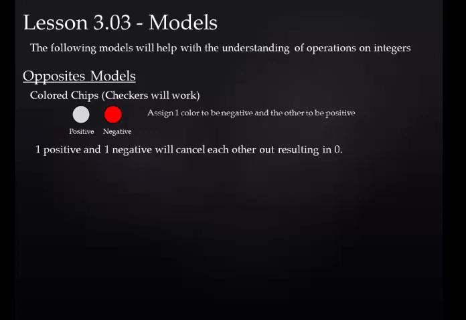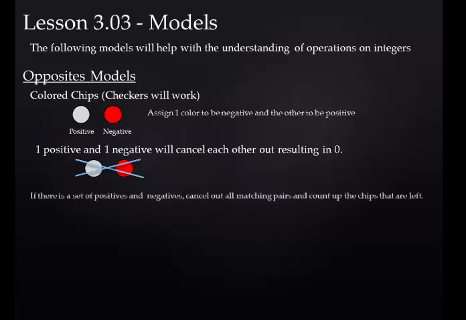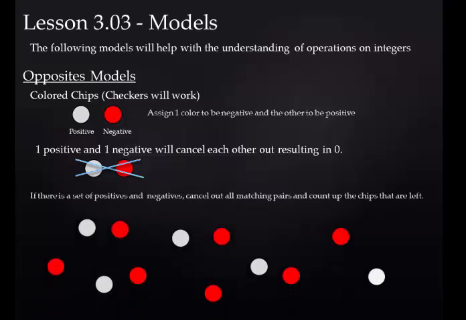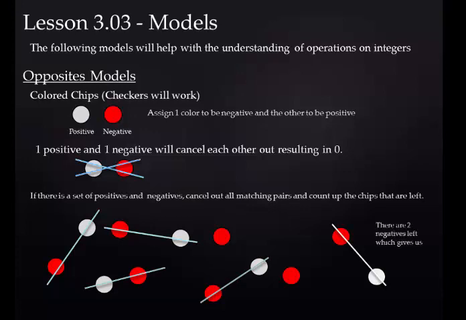One positive and one negative cancel each other out and results in a 0. So like this. If there's a set of positives and negatives, you cancel out all the pairs of positive and negative and you count up whatever's left. So here I have a set of positives and negatives. Remember, the whites are positive and the reds are negative, and one of each will cancel each other out. So we can go through and cancel, and you can see that I have two reds left, which means there are two negatives left, which means the answer to this would be -2.